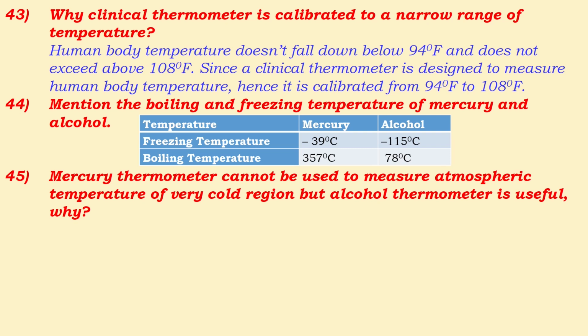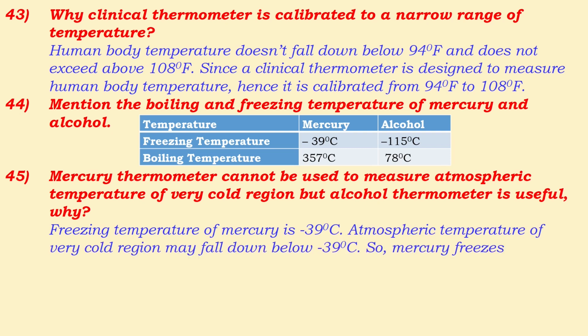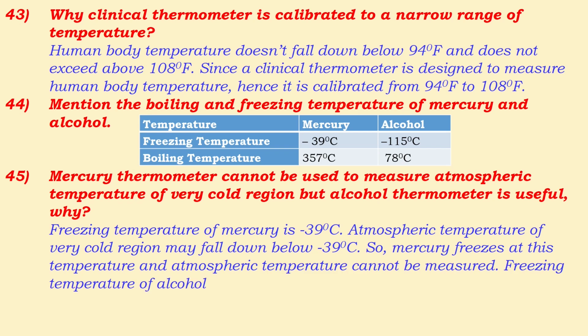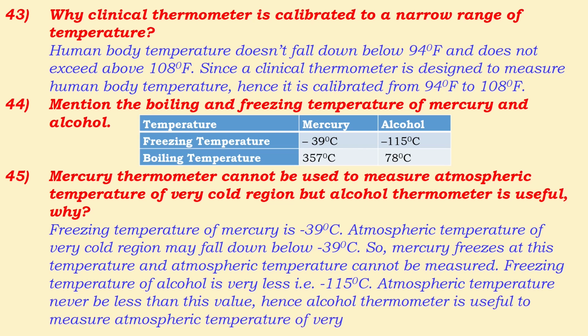Now, a mercury thermometer cannot be used to measure atmospheric temperature of a very cold region, but an alcohol thermometer is useful. Why? This is because of temperature. Freezing temperature of mercury is -39 degrees Celsius. Atmospheric temperature of a very cold region may fall below -39 degrees Celsius. So mercury freezes at this temperature and atmospheric temperature cannot be measured. Freezing temperature of alcohol is very low, that is -115 degrees Celsius. Atmospheric temperature never falls below this value. Hence, an alcohol thermometer is useful to measure atmospheric temperature of a very cold region, but a mercury thermometer will be useless at that place.